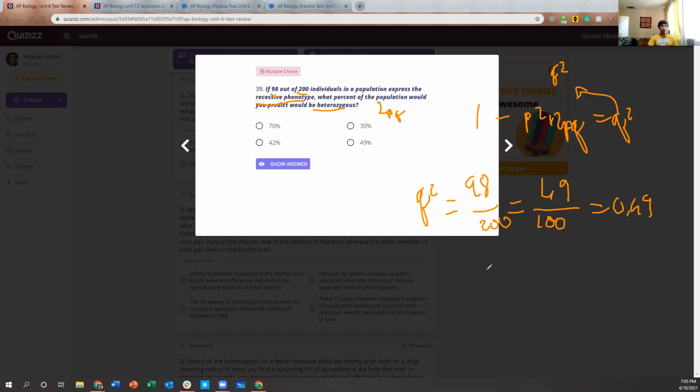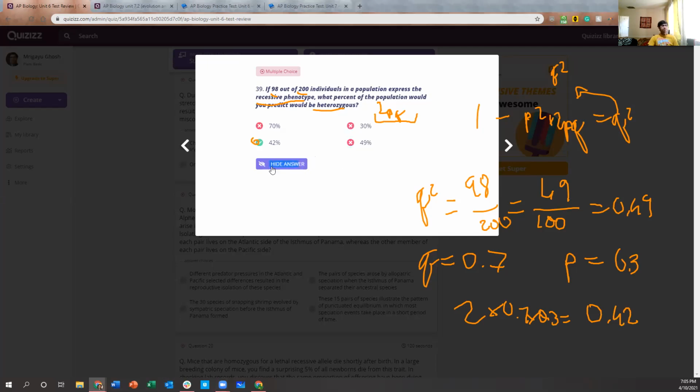So if q squared is 0.49, that means q has to be the square root of q squared, which is 0.7, I believe. Using that information, we know that p equals 0.3 because p plus q equals 1, according to Hardy-Weinberg. So 2pq is 2 times 0.7 times 0.3. This is 0.21 times 2, which is 0.42. So 42% is the answer. That's correct.